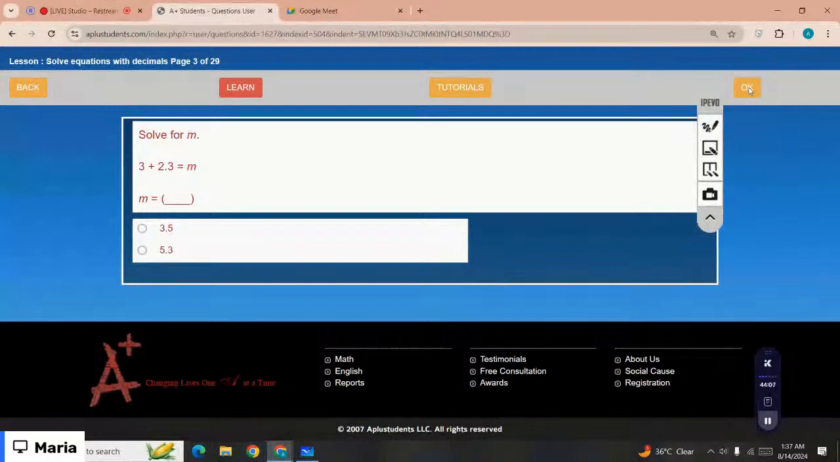Solve for m. 3 plus 2.3. So which is the correct option? That is 3 plus 2.3. You simply have to add. M is already isolated, so the correct option is 5.3.